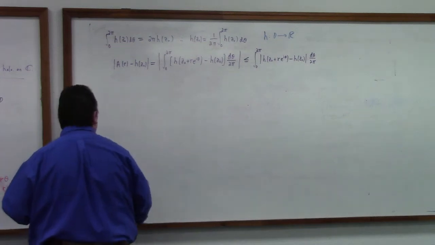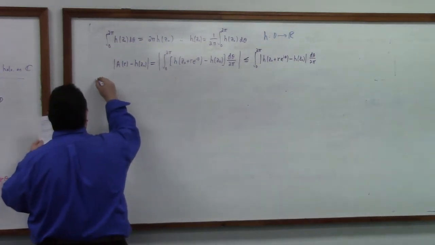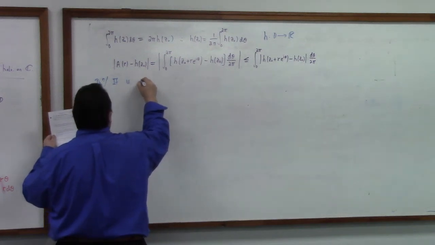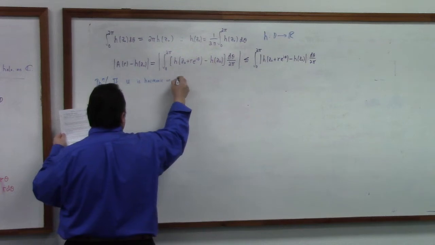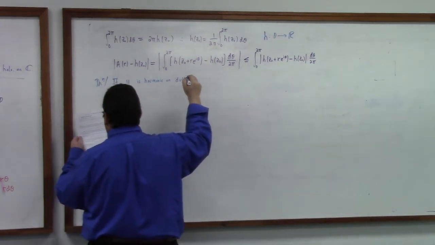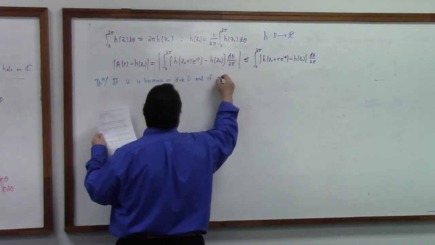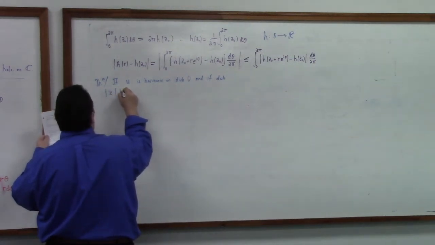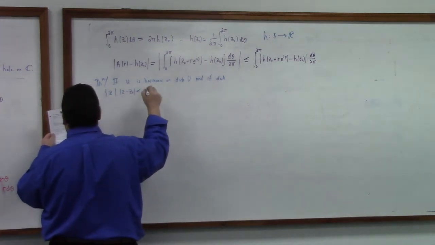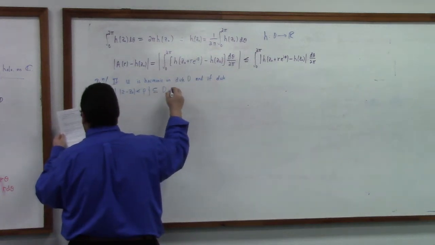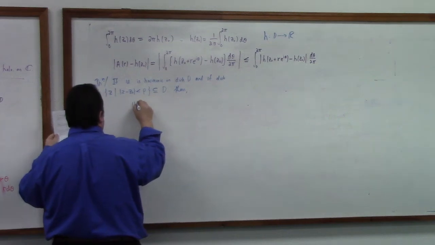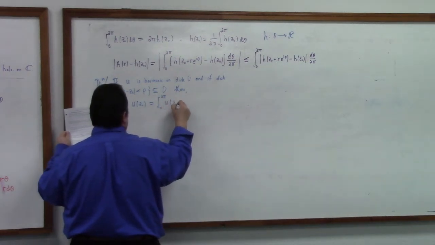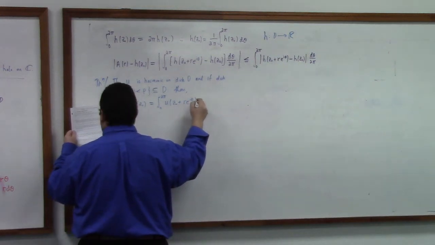Let's see here. So here's the theorem. If u is harmonic on disk D, and if the disk of z such that modulus of z minus z naught is less than rho is contained in D, then u of z naught is equal to the integral from 0 to 2 pi of u of z naught plus r e to the i theta d theta over 2 pi.